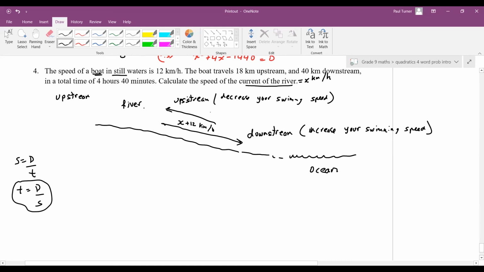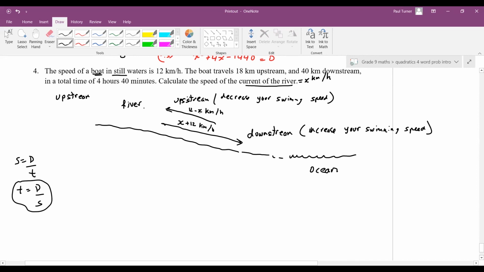But when you're going up, you're going to slow down. It's going to be 12 minus X. Right? So if you can go 12 kilometers an hour when the water's not moving, when you go down, you're going to increase your speed by X. But when you try to go upstream, you're going to slow down, aren't you? So it's 12 minus the speed of the river.